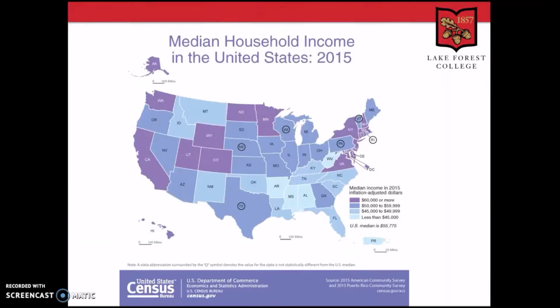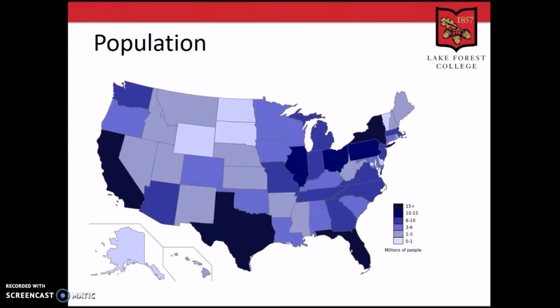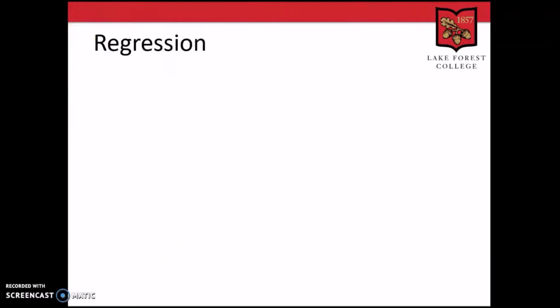Then here's a map of the median household income. This is from the United States Census Bureau, and we use this data in our research. Then here's the map of the total population of the US by state, and then here's a breakdown of the population by white, African American, Asian, and Hispanic. So all of this data was used in this work.